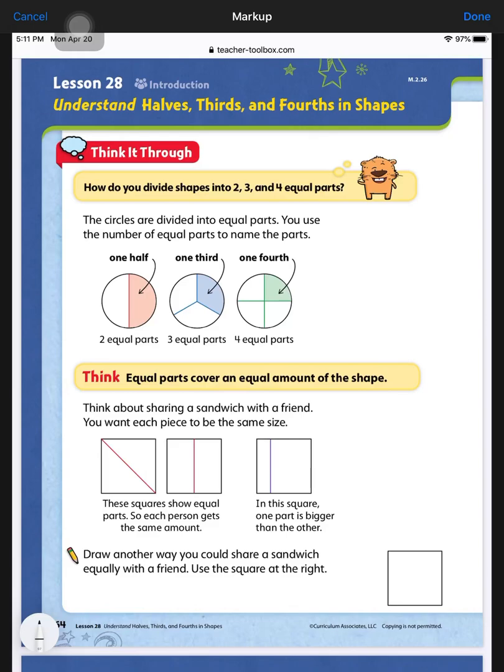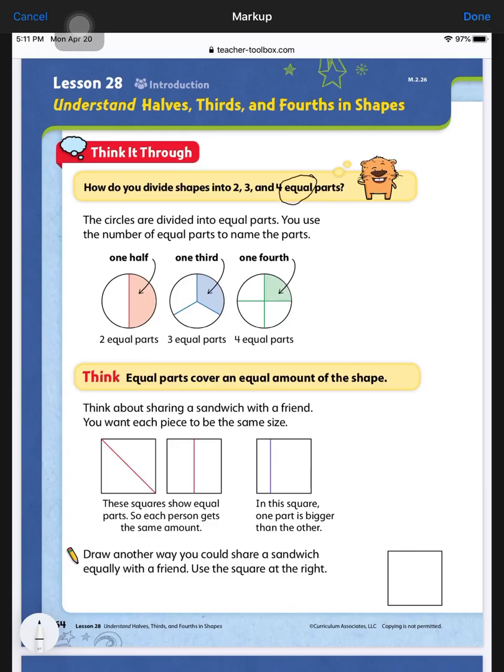On lesson 28, and it is understanding halves, thirds, and fourths in shapes. So we're going to look at the Think It Through. How do you divide shapes into 2, 3, or 4 equal parts? Now, a big main word that you need to remember is the word equal.